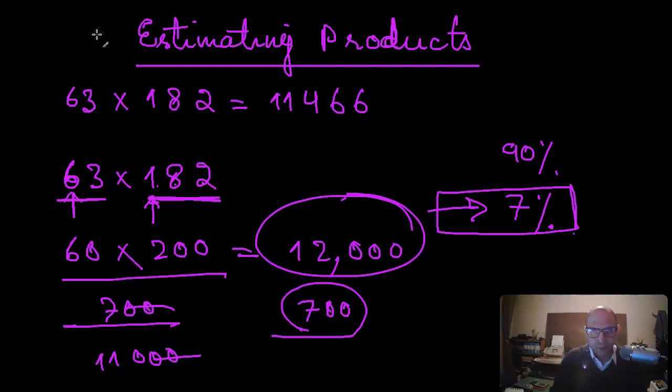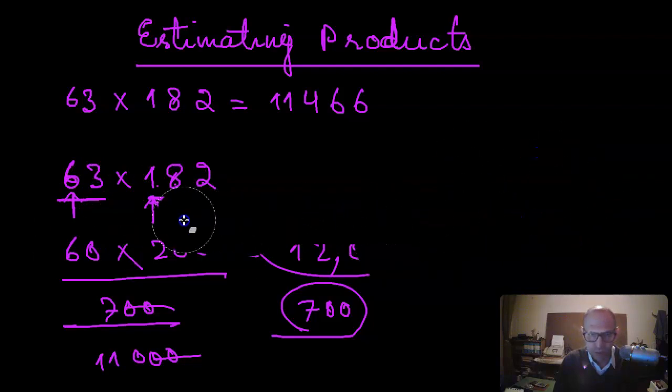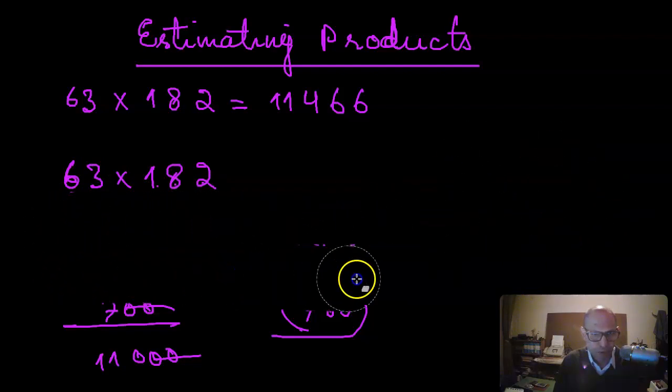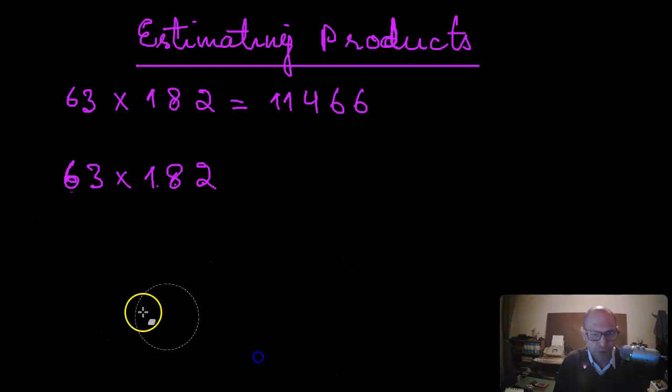So then you may actually call this a rule. The rule is that in every calculation, you have, for example, 63 times 182. Each of these can be called a factor.